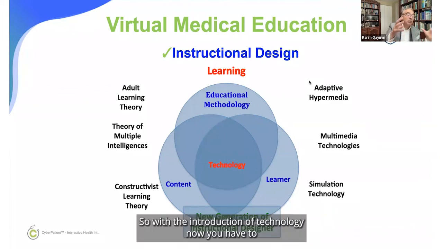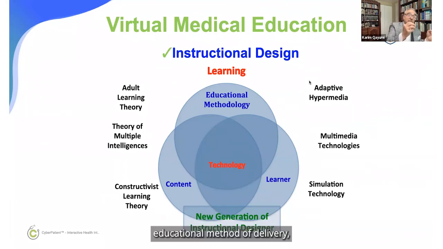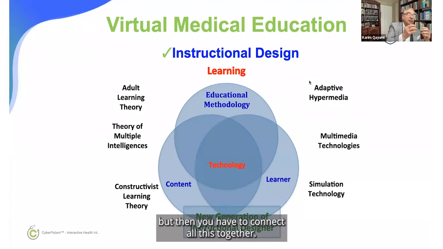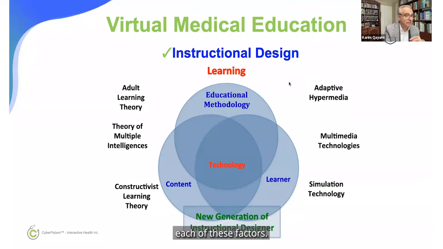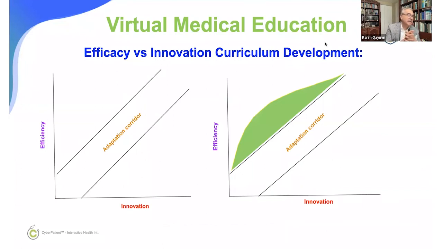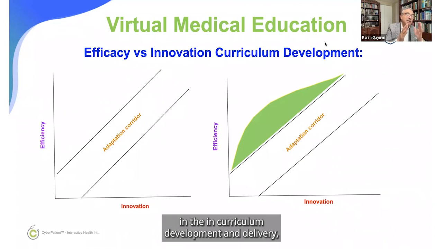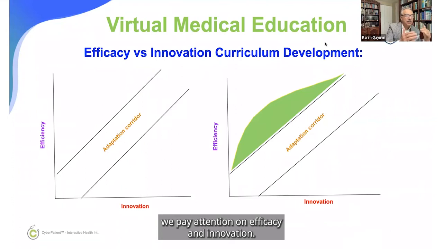So with the introduction of technology, now you have to not only think about the content, about the learner, and about the educational method of delivery, but then you have to connect all this together with technology and how the technology would affect each of these factors. The other important thing in curriculum development and delivery is that we pay attention to efficiency and innovation.